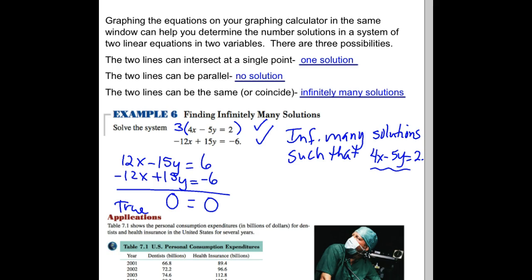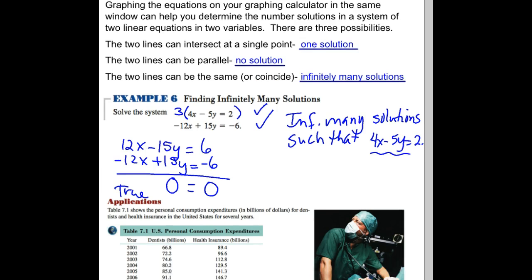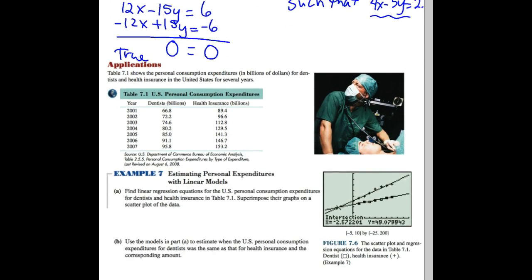Make sense? Okay. The last thing we are going to do is a couple application questions. You are going to need graphing calculators for this, so grab yours. If you don't have one, grab one off my desk.